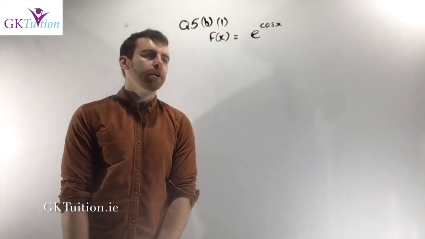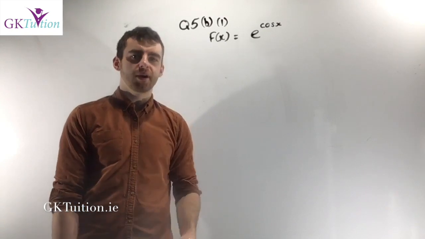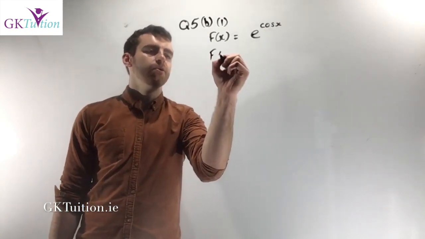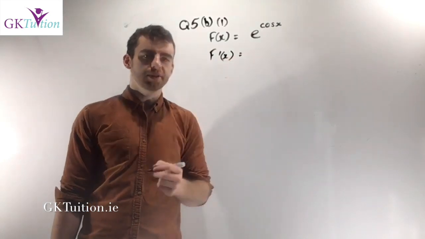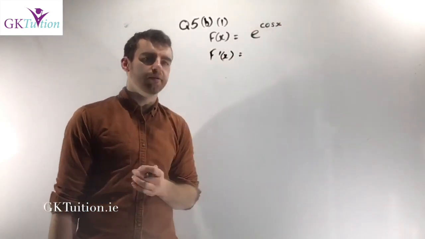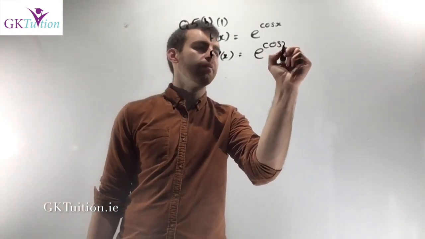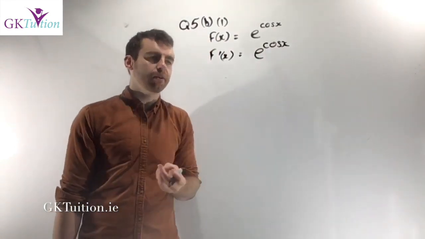In B part 1, we were given f of x equals e to the power cos x, and we were asked to find the derivative f dash x. If you go to page 25 in your maths tables, it tells you that if you've e to the power of something, its derivative just stays the exact same. The derivative of e to the power cos x is just e to the power cos x.